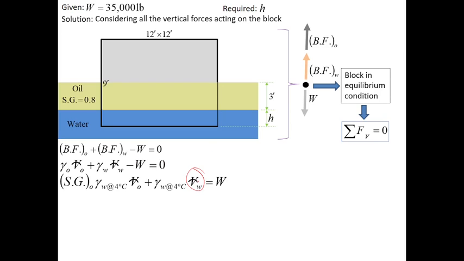So, transpose natin yung weight to the right side of the equation. So, we can factor out specific weight of water at 4 degrees Celsius. So, what is left is specific gravity of oil, volume displaced with respect to oil, plus volume displaced with respect to water. Okay? Equals to the weight.